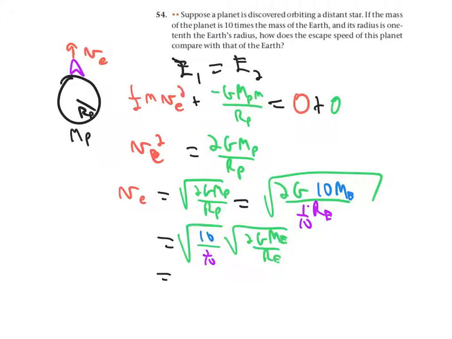The first is just a thing we can compute. That's the square root of 100. And the second thing we have there is the escape velocity on Earth. So all told, we find out that we get 10 times the Earth's escape velocity on this other planet.